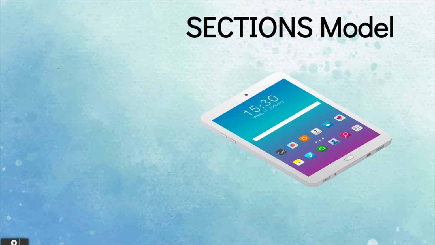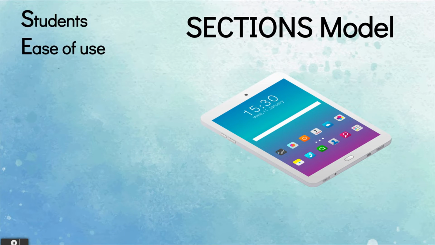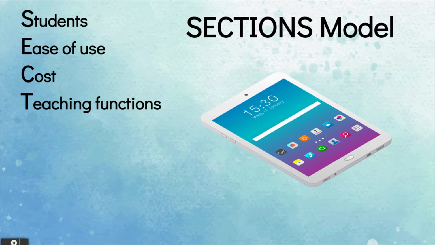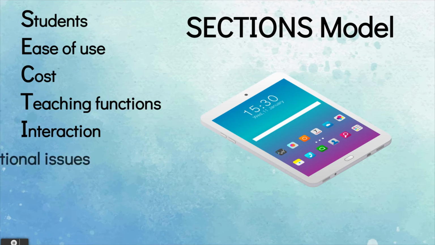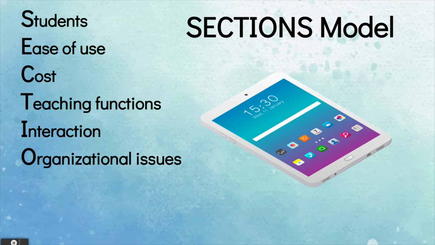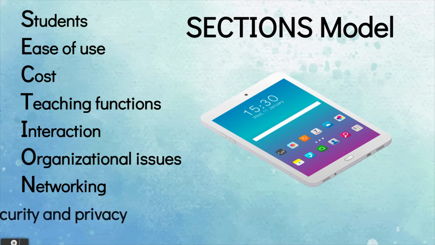In 2019, Bates proposed a framework called the SECTIONS Model for selecting educational media and technology for use in learning environments. SECTIONS stands for students, ease of use, cost, teaching functions, including pedagogical affordances of media, interaction, organizational issues, networking, security, and privacy.